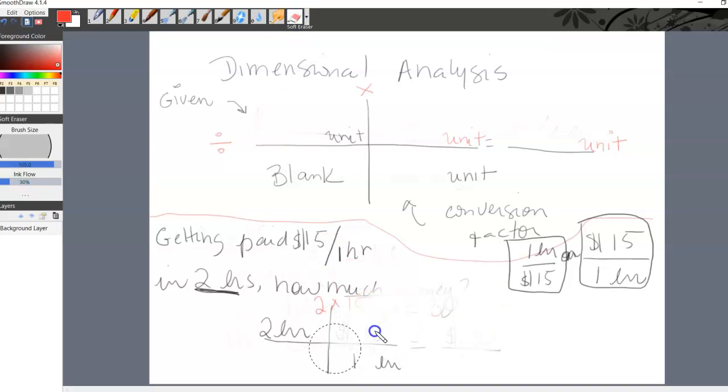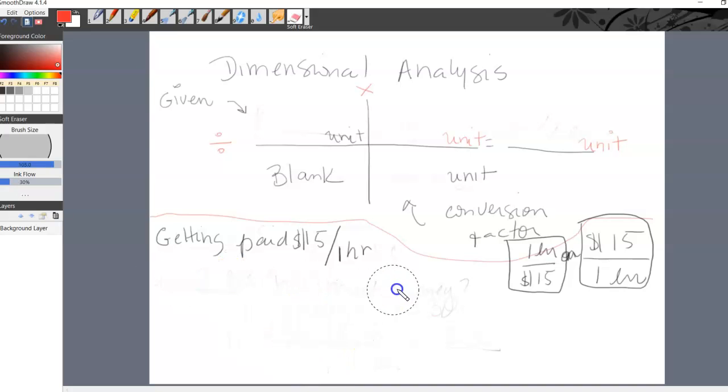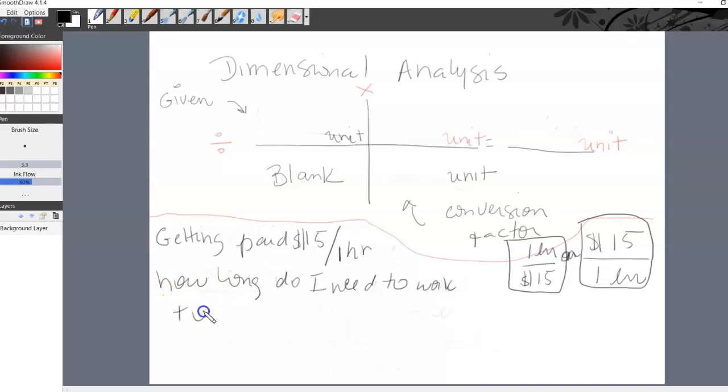So let's look at something else. Say you're looking to buy a bike. I guess it costs $1,000. So how long do I need to work to make $1,000?